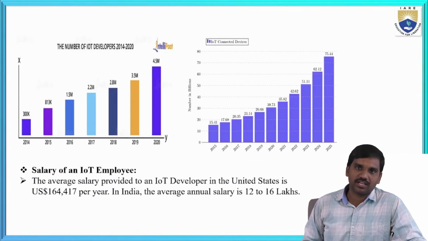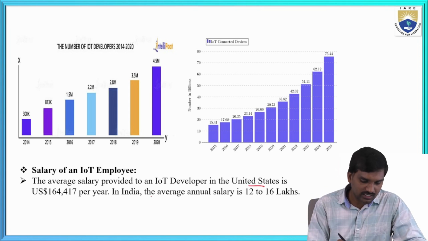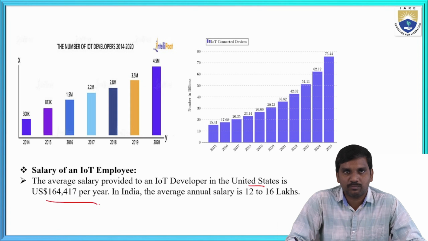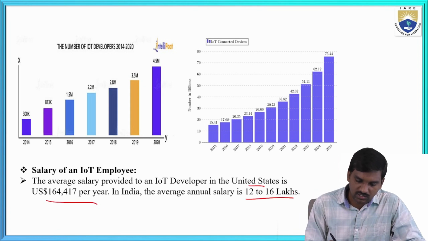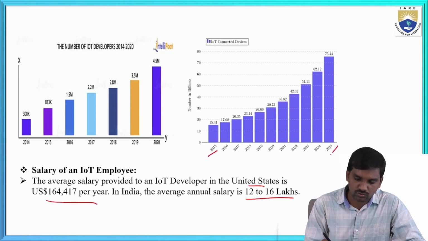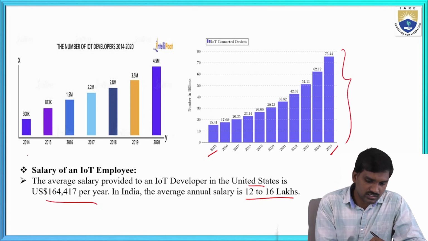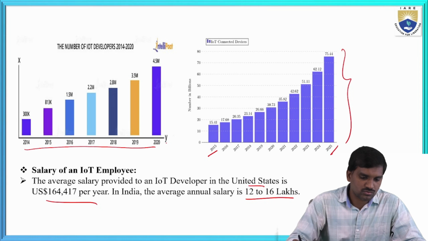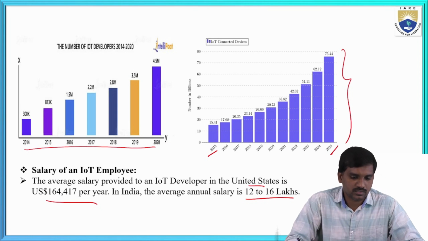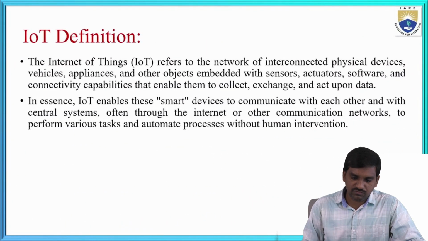Remaining is the salary of employees in IoT, which we also have to discuss here. The average salary of an IoT developer in the United States is 164,417 dollars per year, but the annual salary in India is 12 to 16 lakhs. From 2015 to 2025, 74.5 billion connected devices. This is the number of IoT developers from 2014 to 2020, Intel pack. So these are the two images based on these employees. And the IoT definition we already know.